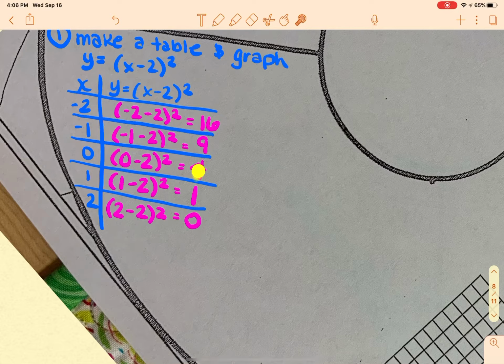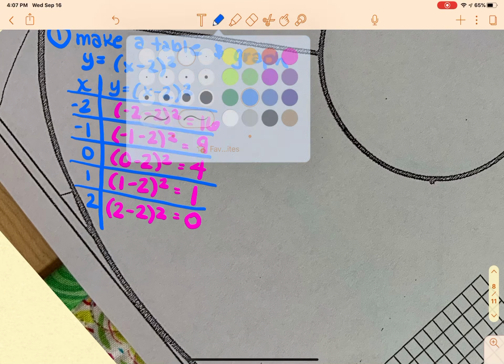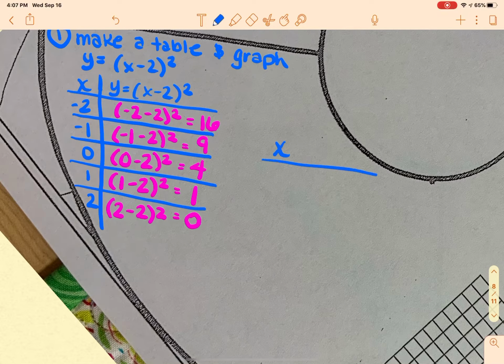I don't see anything repeating here. So really what I need to do on this one is to go through and get some more points down here. I can see it's getting smaller. I'm hoping if I do a few more points, maybe I'll see that it's starting to get larger again, and we can see that pattern. So I'm going to keep my x and y going here. And now I'm just going to add some more points after this. So let's look at 3, 4, and 5 and see what we get.